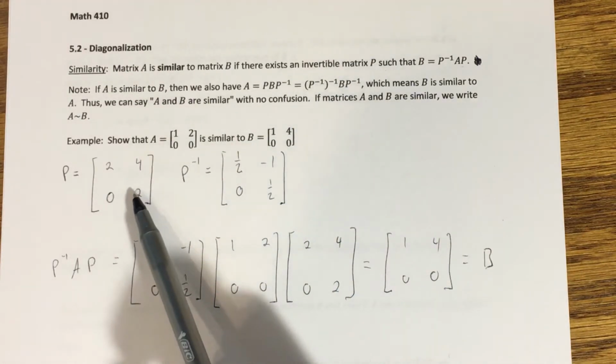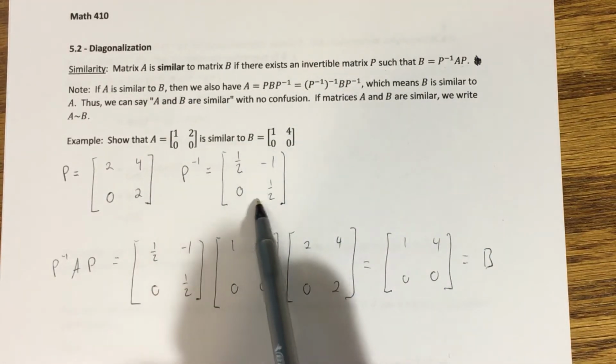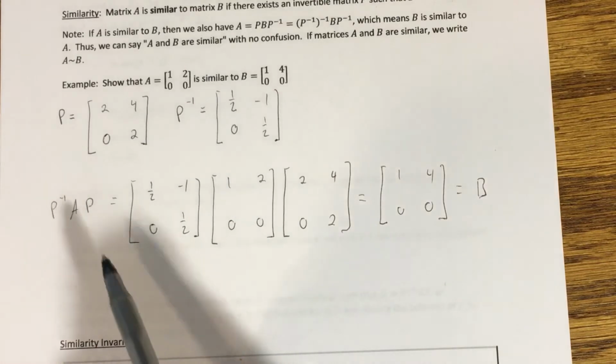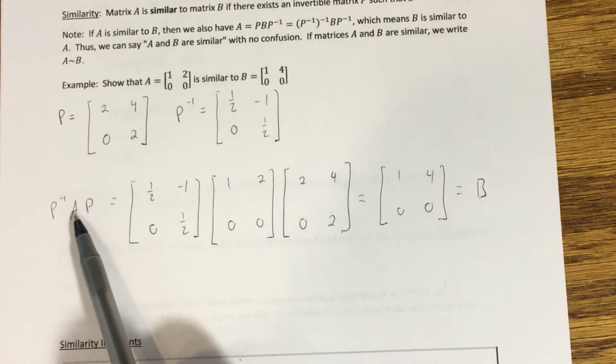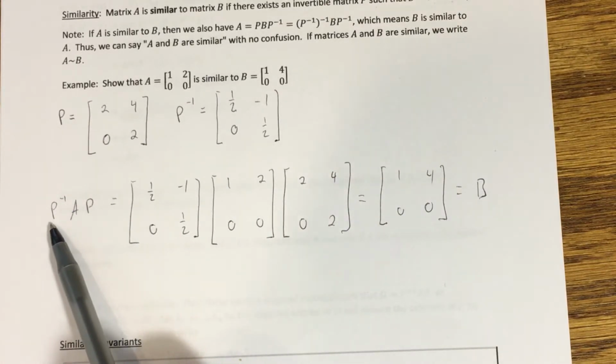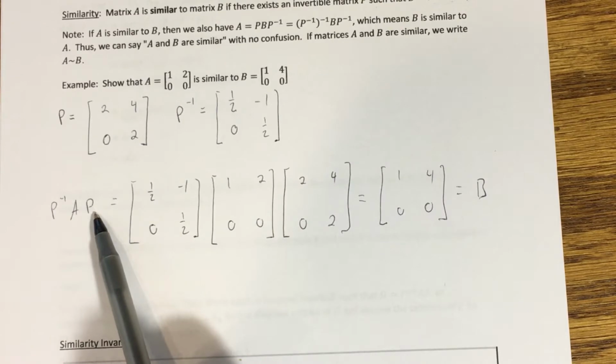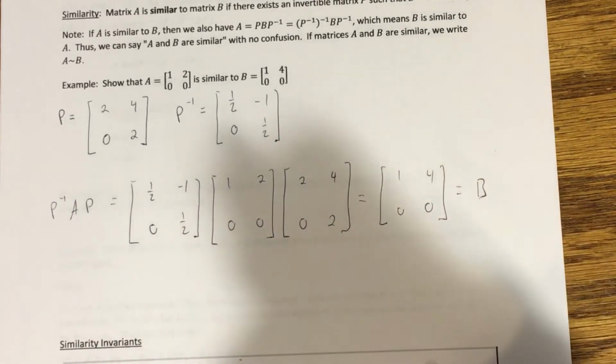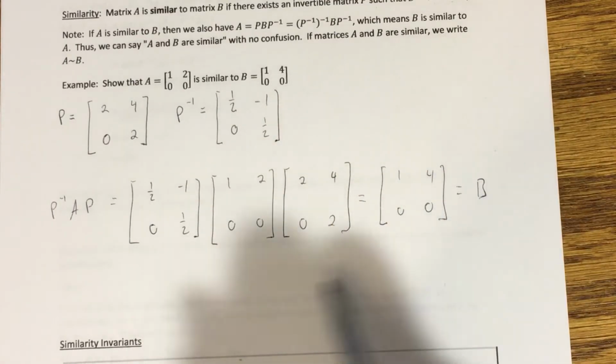For now, we're just going to use this matrix and its inverse, which we've computed here, to show that A and B are similar. What that boils down to is just taking the matrix A, multiplying it on the left by P inverse, and then on the right by P, which I've done here. It's just basic matrix multiplication, so there's no point in going through all the details.